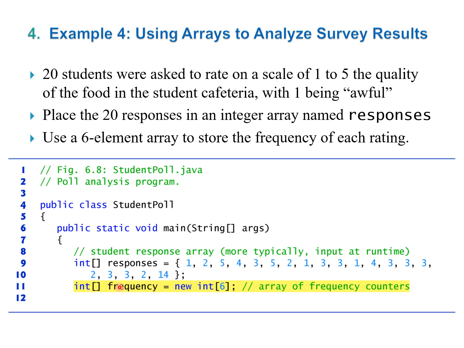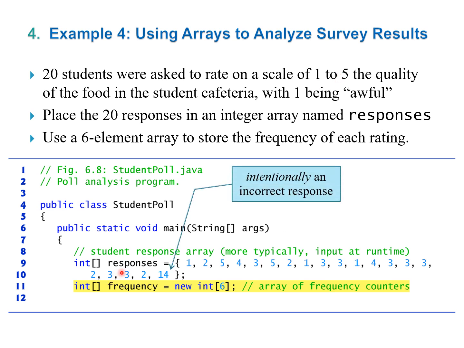So a valid value stored in an element of array responses should be an integer from 1 to 5. But here we intentionally store an incorrect response in the last element of the responses array. This is to demonstrate how to handle an out-of-range error in array processing.